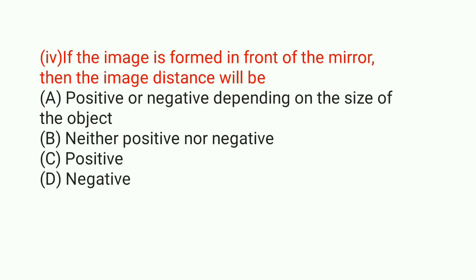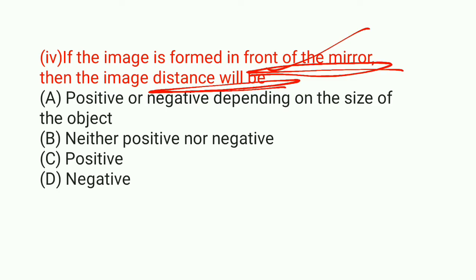Next question. If the image is formed in front of the mirror, then the image distance will be, so here, as the image is formed in front of the mirror, the image distance, option A, we have positive or negative, depending on the size of the object. Option B, we have neither positive nor negative. Option C, we have positive. Option D, we have negative.